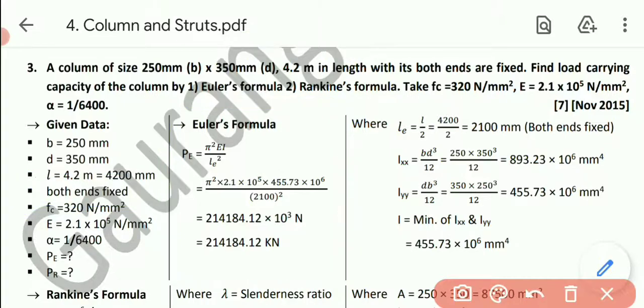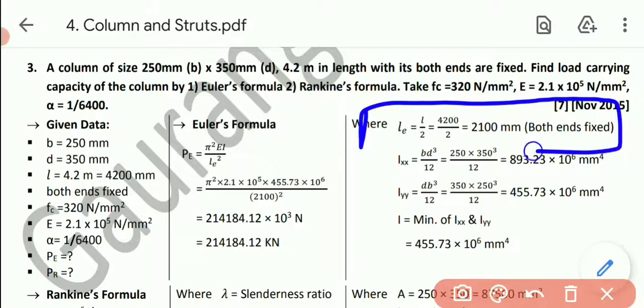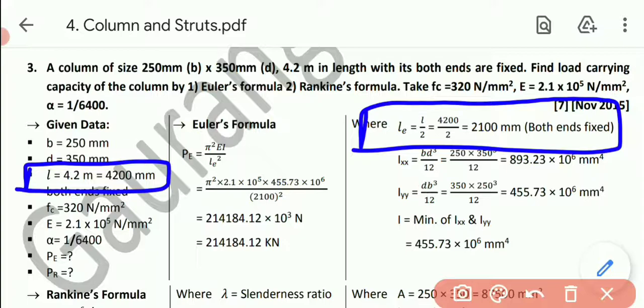So I can say LE equals L by 2 when both ends are fixed. L is given to us as 4200, so 4200 by 2, and I get the answer 2100 mm. Both ends are fixed, so that's the first case.